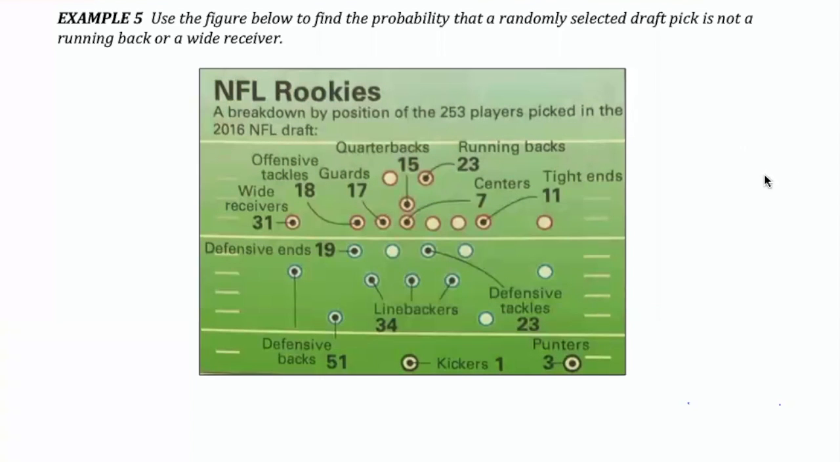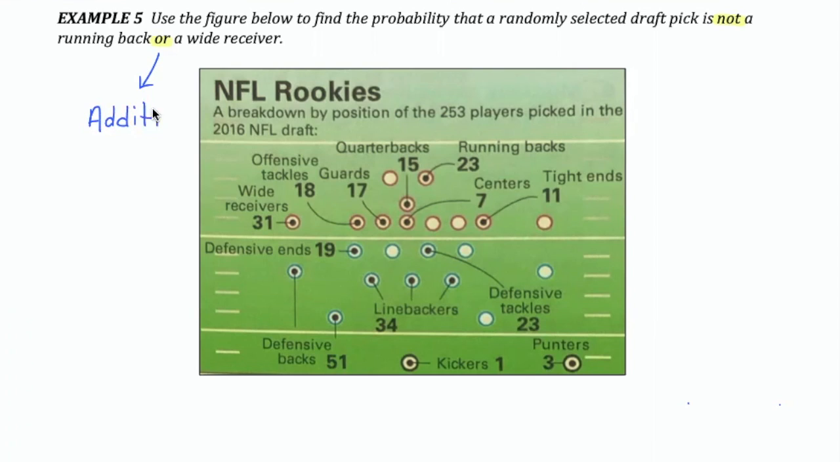In example 5, we're told to use the figure to find the probability that a randomly selected draft pick is not a running back or a wide receiver. Now there's two key words in here that are giving us some direction in this problem. The first is the word not, and the second is the word or. Or is always indicating that we're looking at using the addition rule.